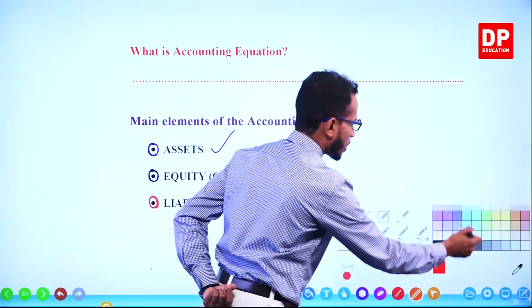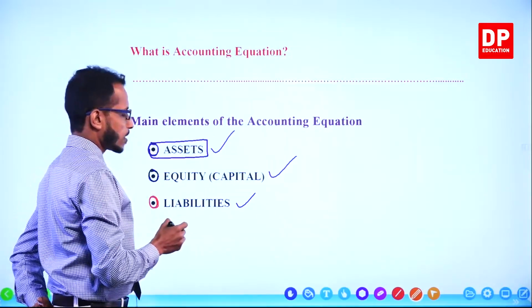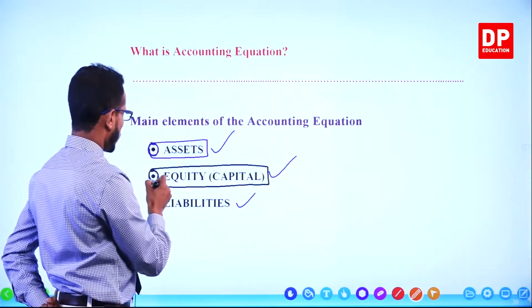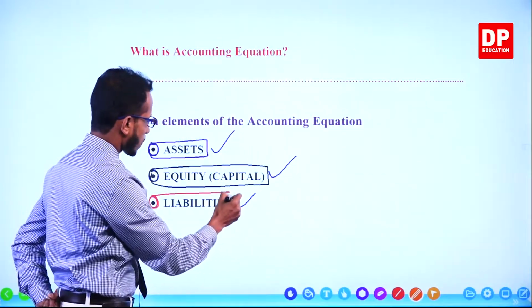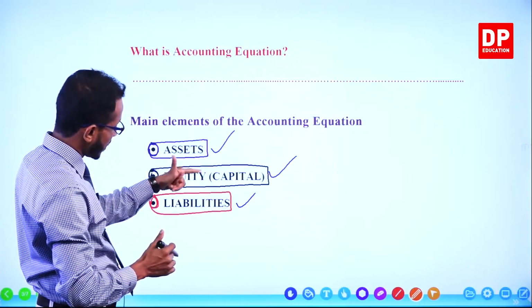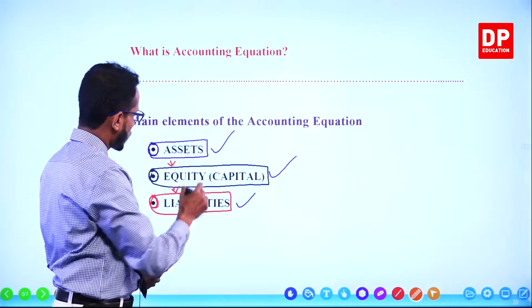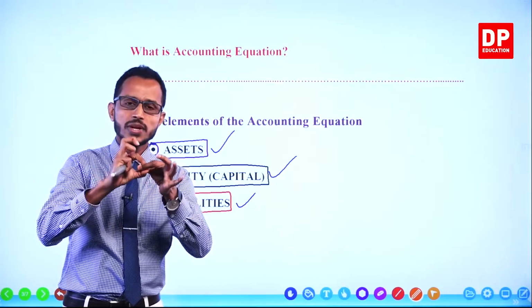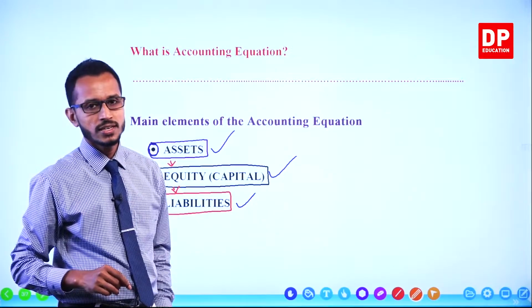First we have assets, then we have equity, and finally we have liabilities. The interconnection between these three elements is shown by the accounting equation.